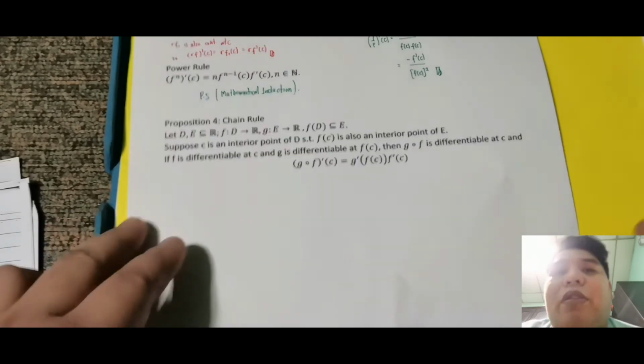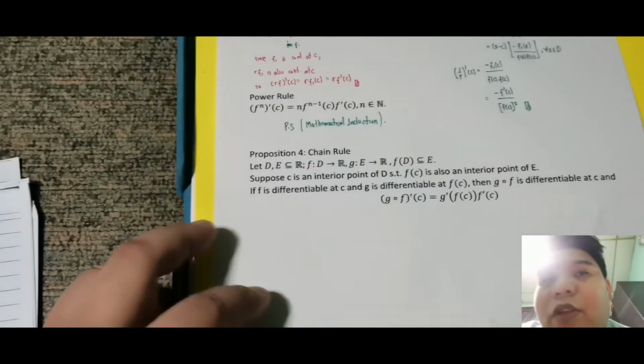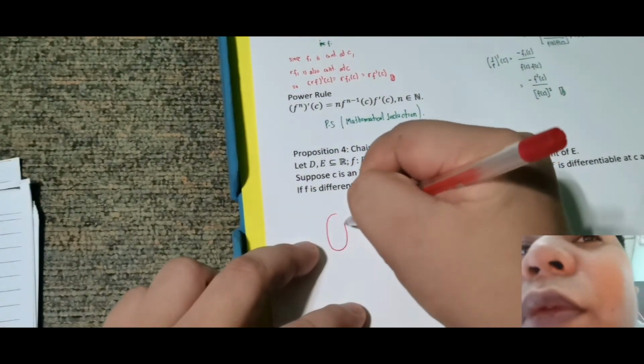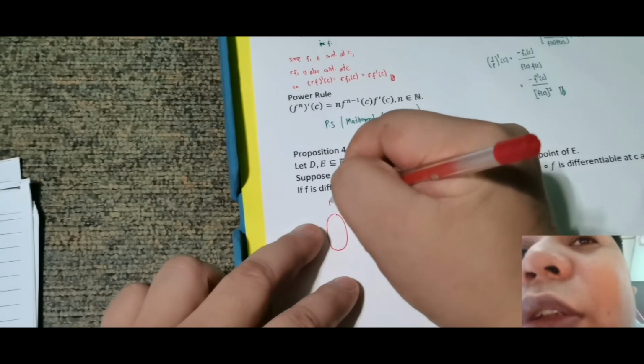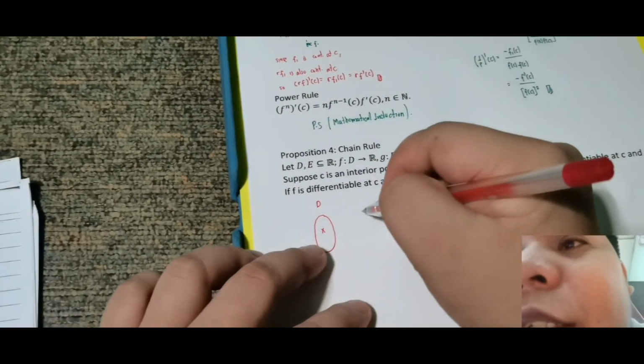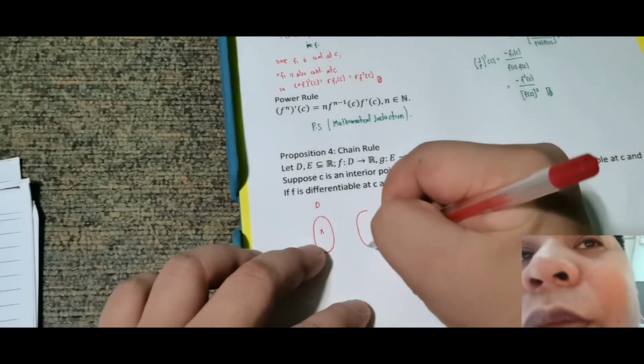So paano ba itsura na ito in terms of diagram? So drawing ko lang ha. So assuming na ito yung D. Okay, let's say ito yung D. Ito yung G. Ito yung x. Okay, so ito yung E.